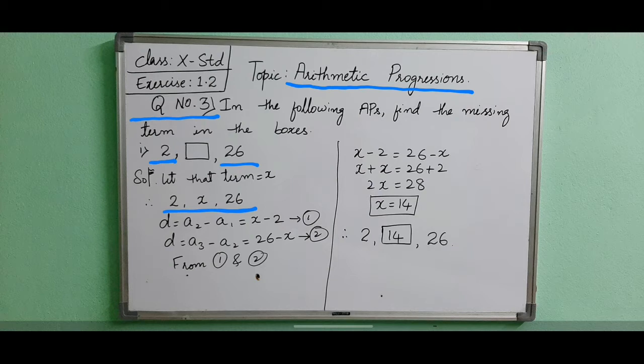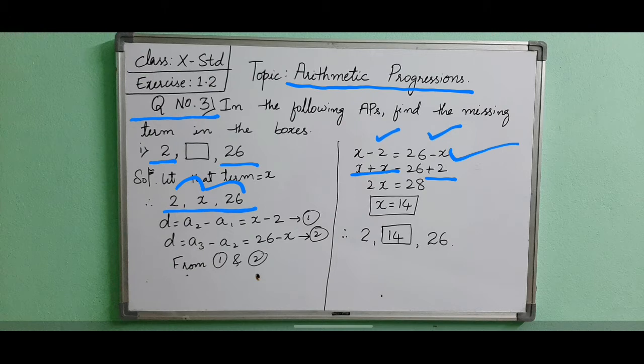We know that the difference between the terms will always be equal. So we can write x minus 2 is the same as 26 minus x. We are saying it is in arithmetic progression if and only if the difference is equal. So x minus 2 must be equal to 26 minus x. We want x, that's why we take x to one side. This minus x when we shift becomes plus x, so x plus x is 2x. Now this minus 2 when shifting becomes plus 2. 26 plus 2 is 28.